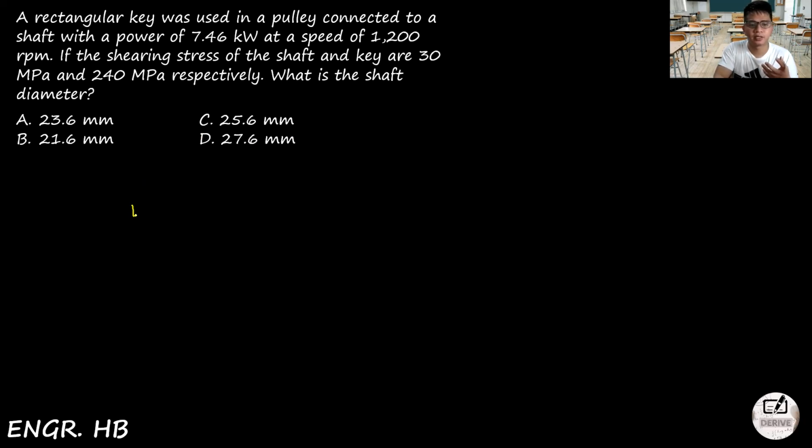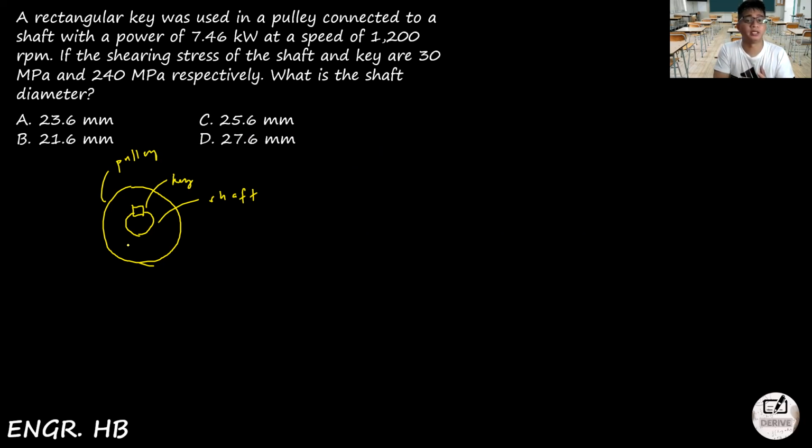We have a rectangular key here that was used in a pulley connected to a shaft. This is the shaft, and of course there is the pulley, say a circle, just for illustration. Here's your key, here's your shaft, and here's your pulley. The rectangular key was used in a pulley connected to a shaft with a power of 7.46 kilowatts at a speed of 1,200 RPM, so N is equal to 1,200 RPM.